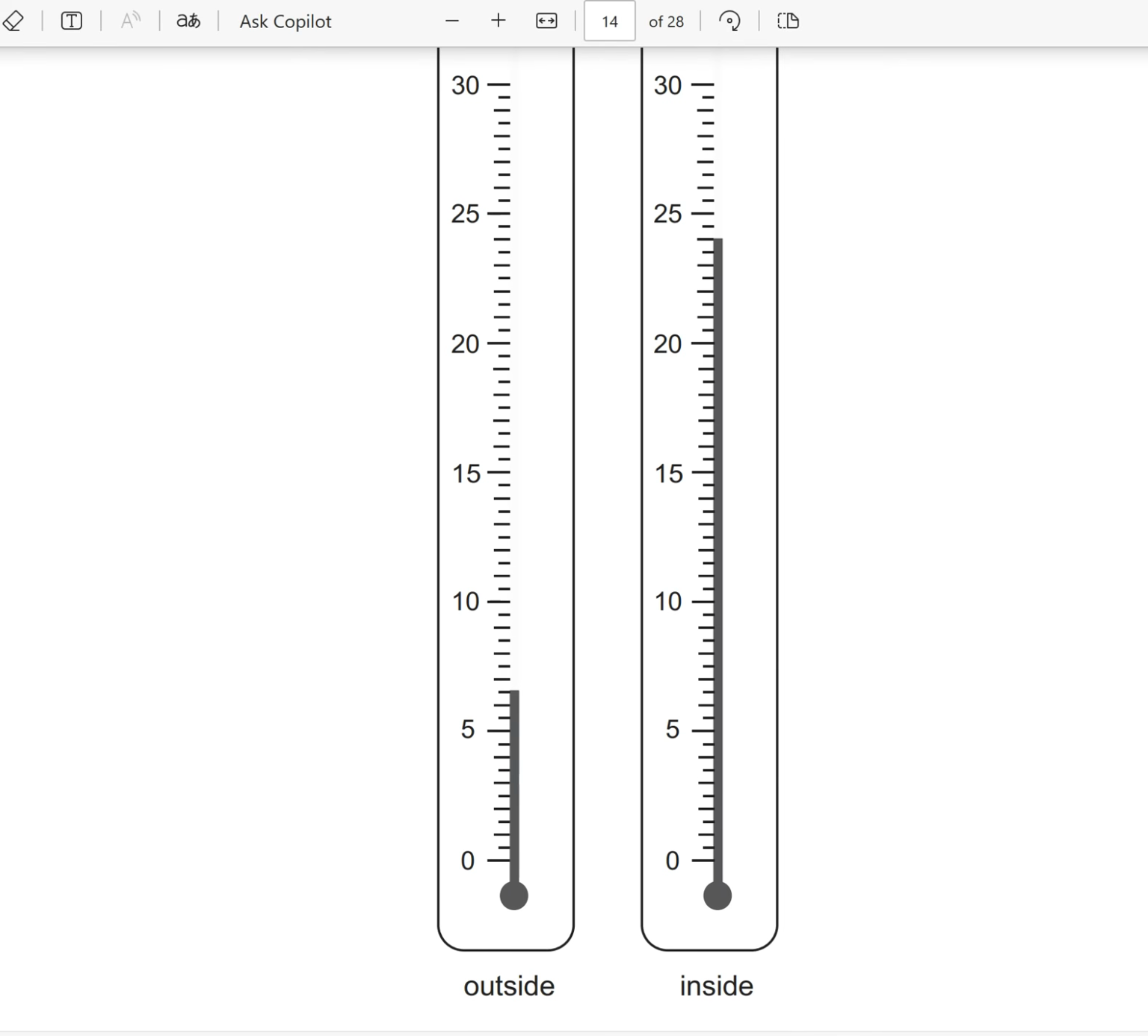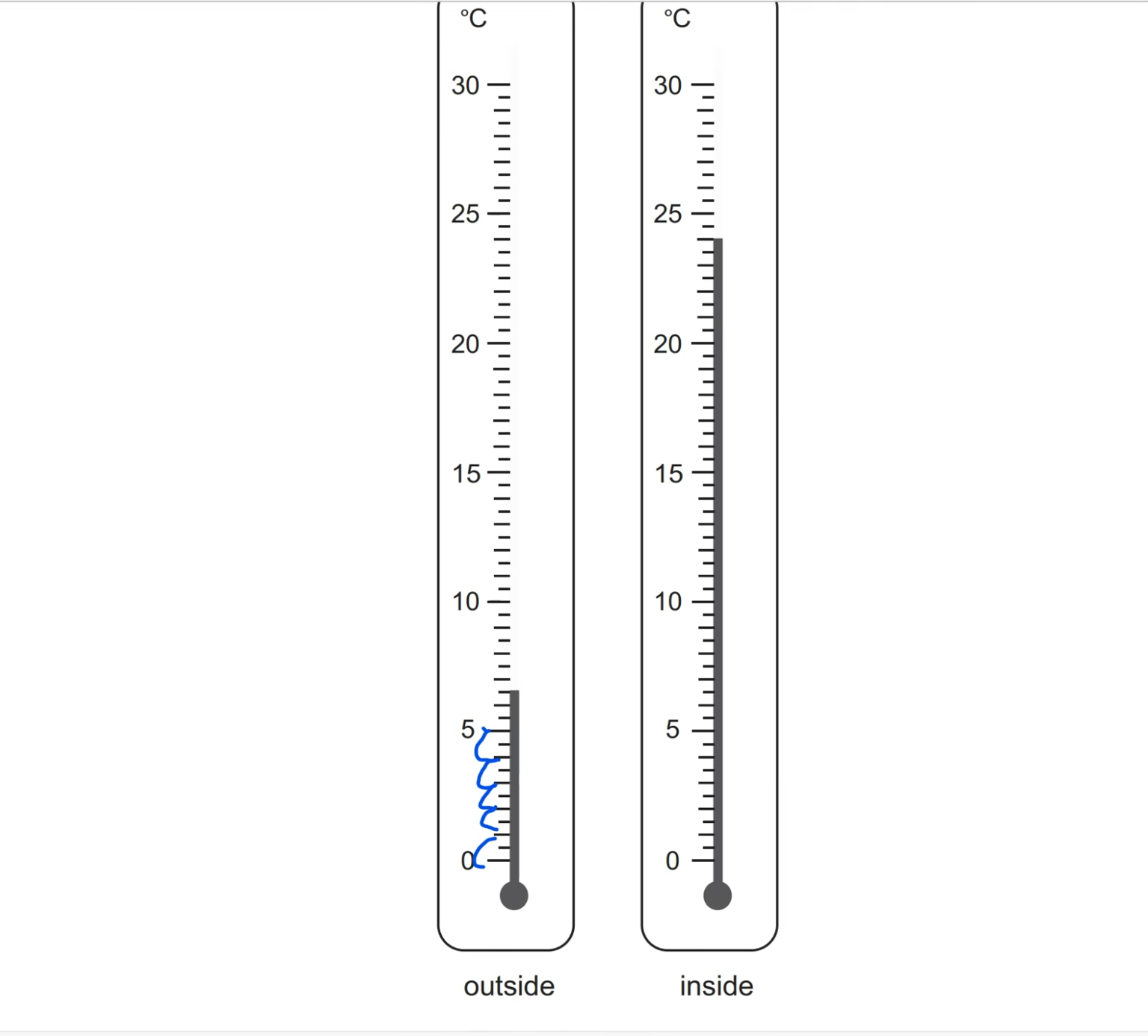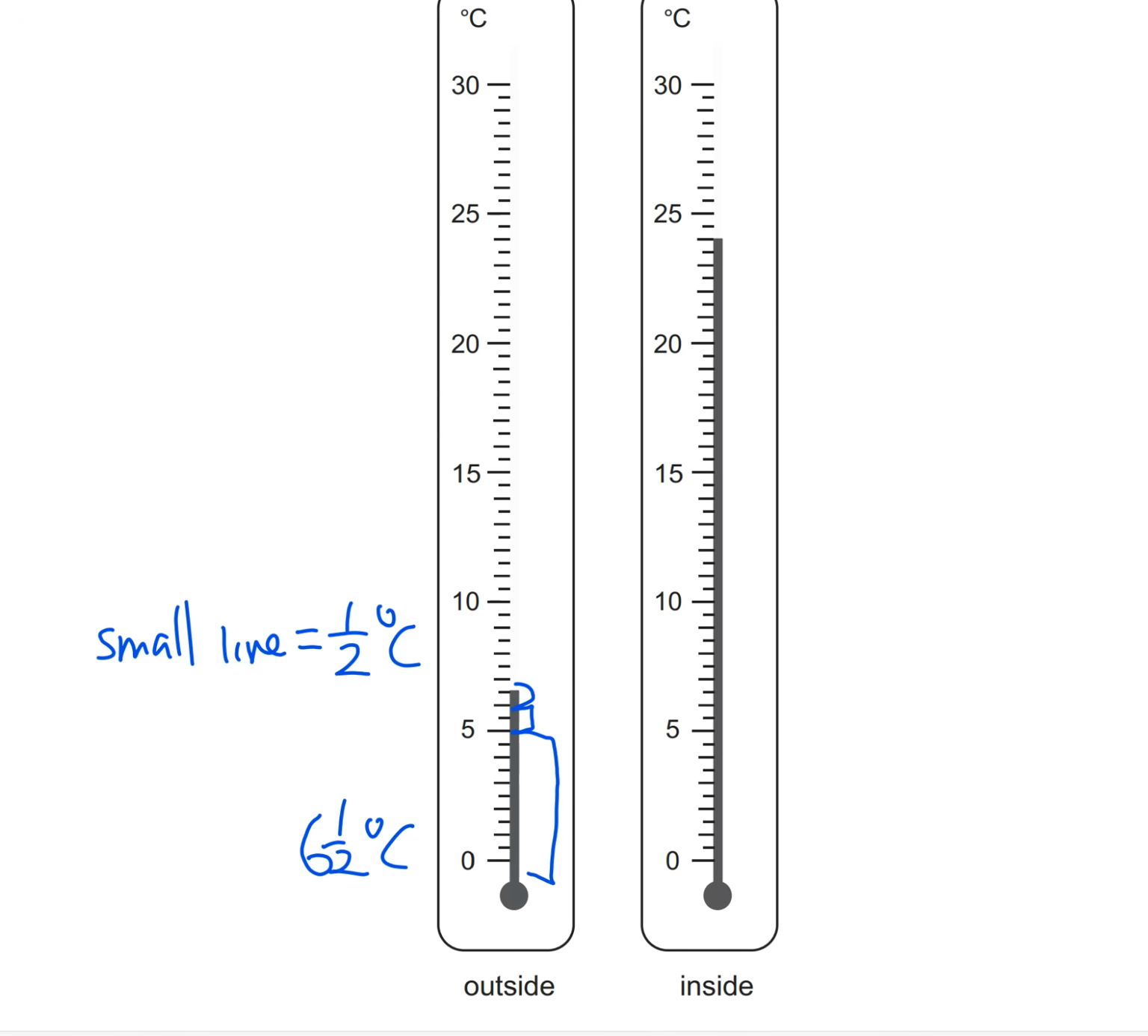So the big line actually represents the actual degrees, 1, 2, 3, 4, 5. And that means that the small line represents a jump of a ½ degree Celsius. So here we have 5 degrees, we have 6 degrees and a half, 6½ degrees Celsius. And for this one, the nearest number we can see is 20, and we have 21, 22, 23, 24 degrees.